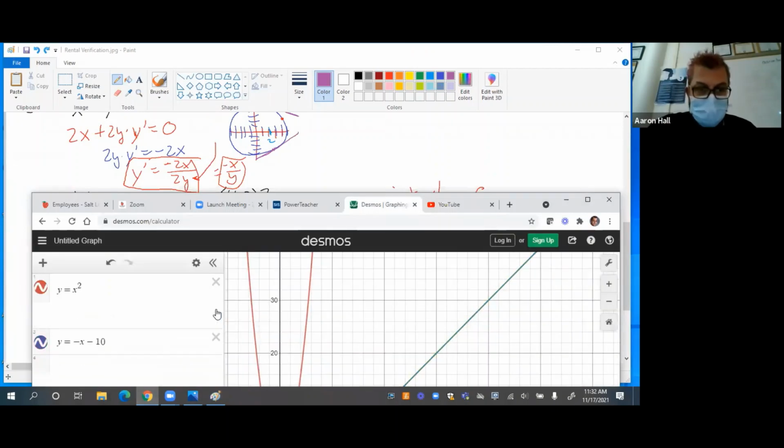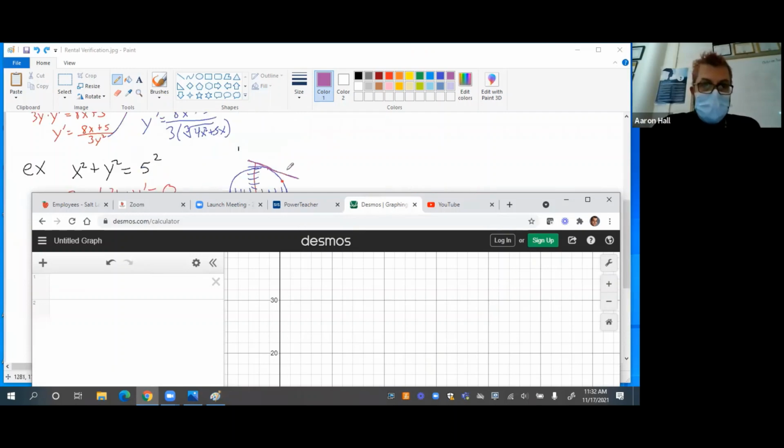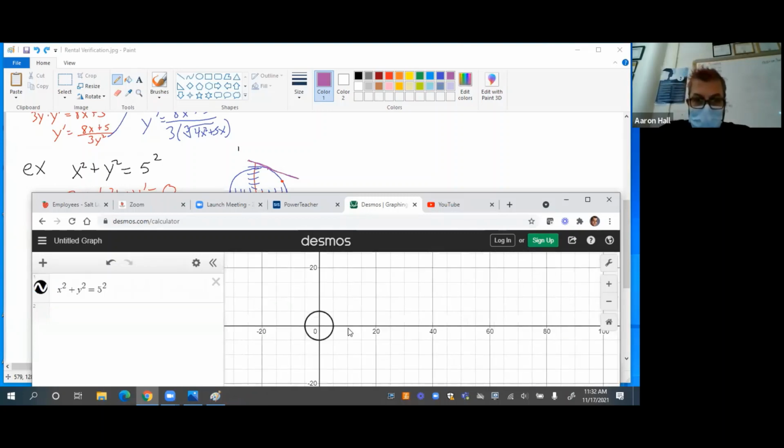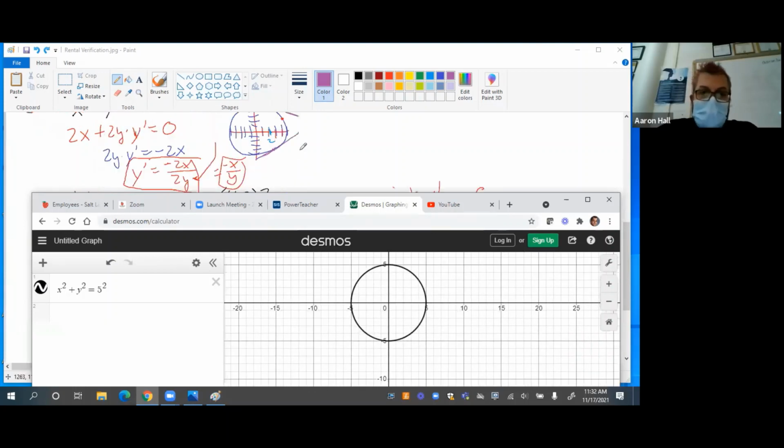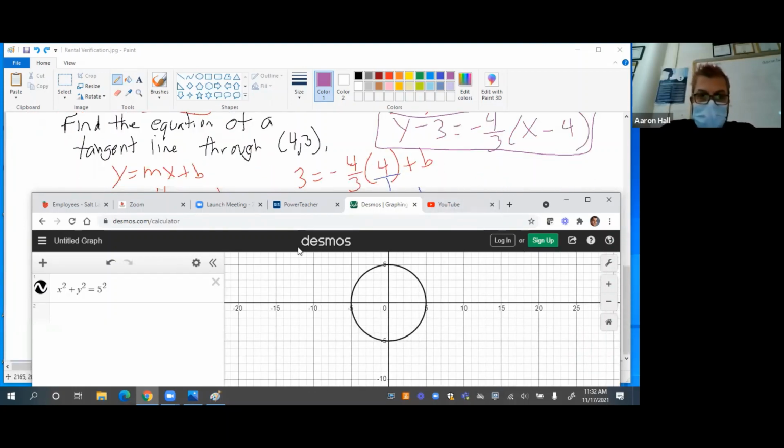Let me get rid of all of this. Our equation for our circle was x squared plus y squared equals 5 squared. We predicted that this was a circle centered at the origin with a radius of 5, and it is. Now we found our tangent line, and this tangent line needs to go through 4, 3. I think I have too many parentheses here. Let's see how we did with the equation that we have.